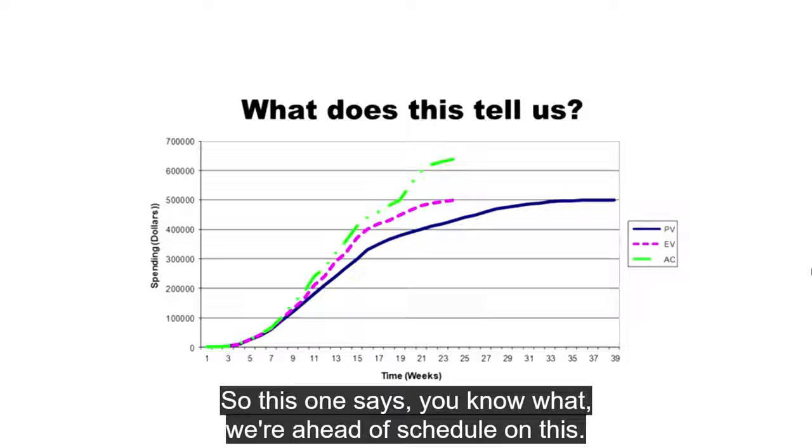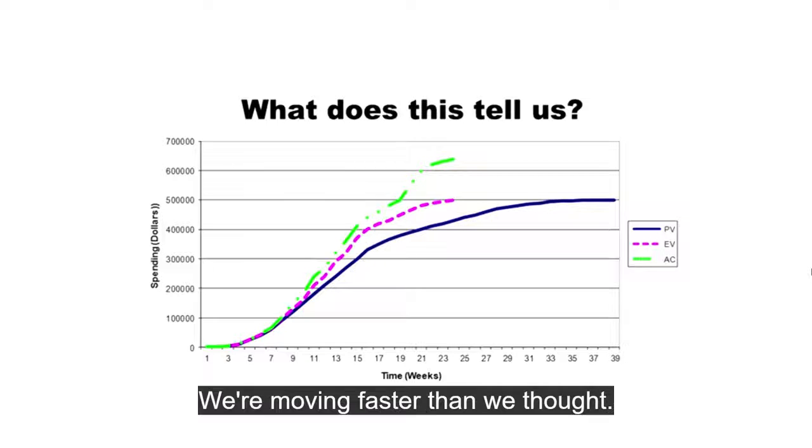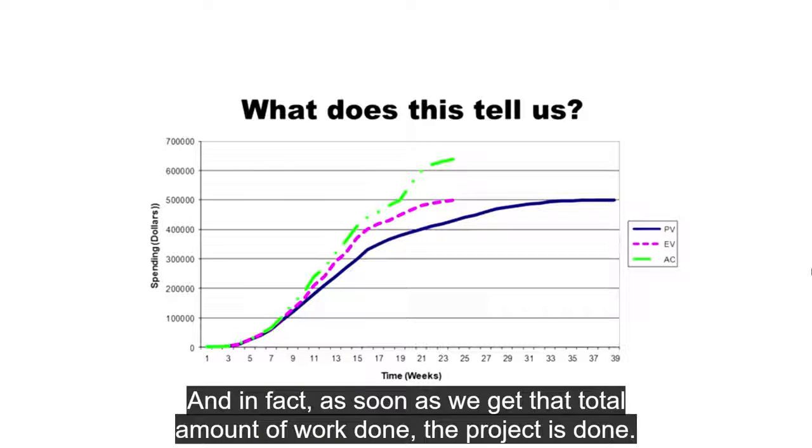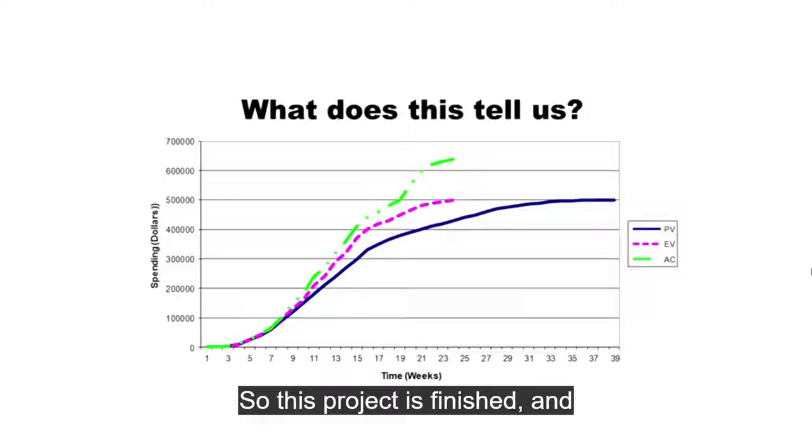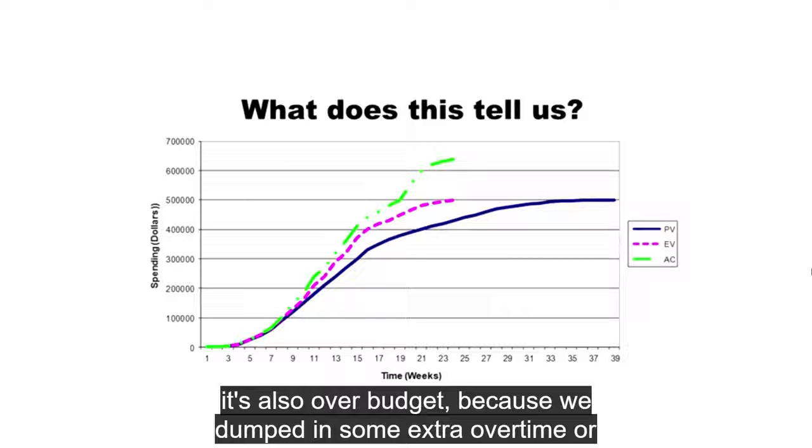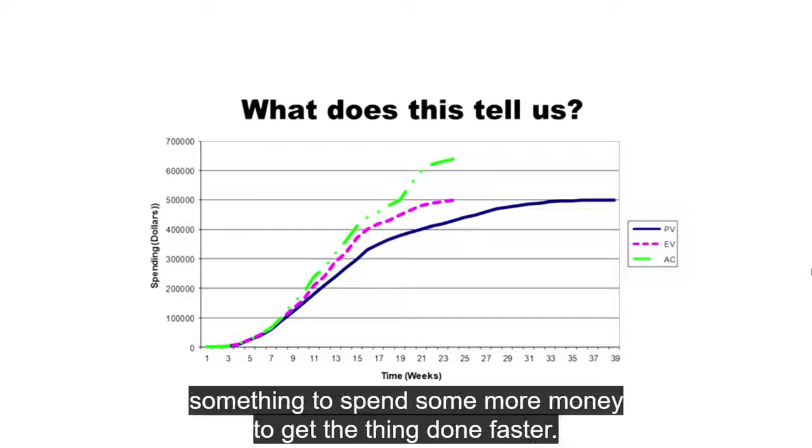So this one says, you know what, we're ahead of schedule on this. We're moving faster than we thought. And in fact, as soon as we get that total amount of work done, the project is done. So this project is finished. And it's also over budget because we dumped in some extra overtime or something to spend some more money to get the thing done faster.